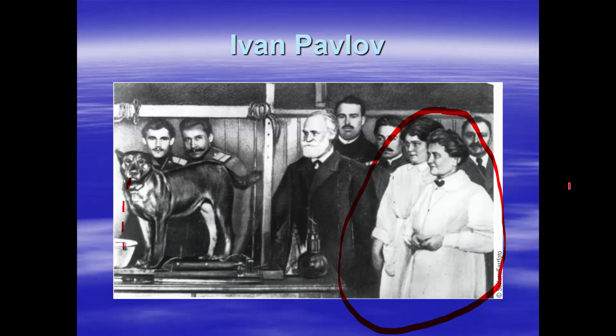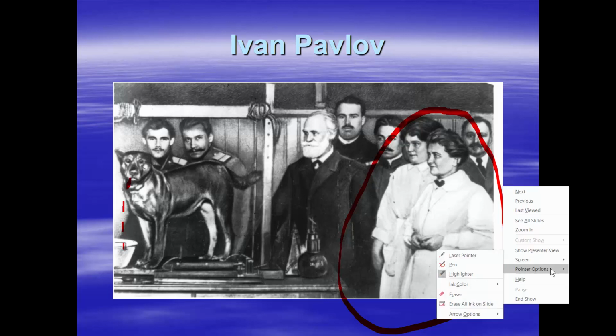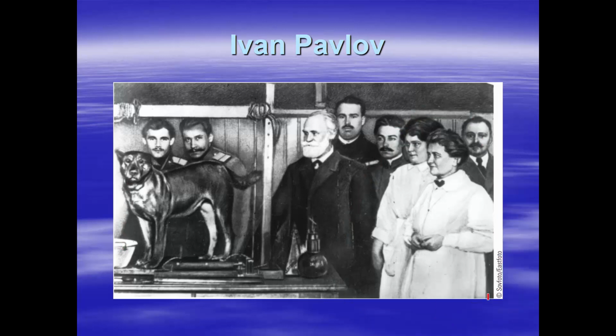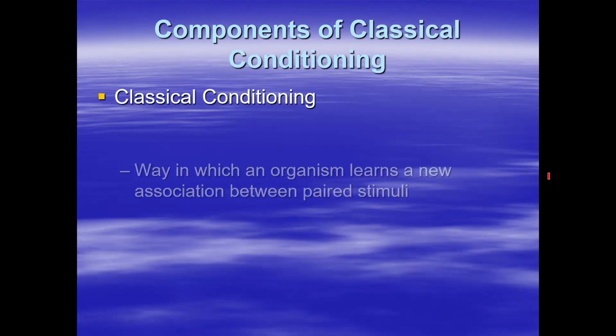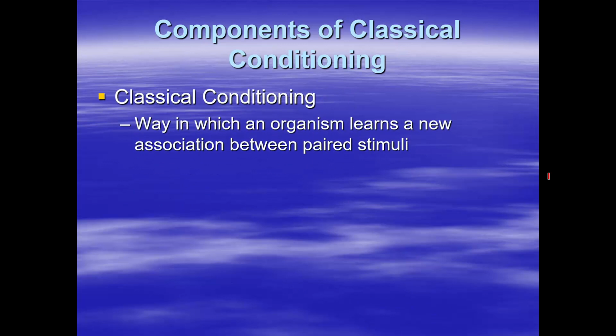But for our purposes here, we're going to present it as a model of learning, which of course we're going to apply to humans. So let's discuss how this basically would happen here. So classical conditioning, to give you a formal definition, it's the way in which an organism learns a new association between paired stimuli.